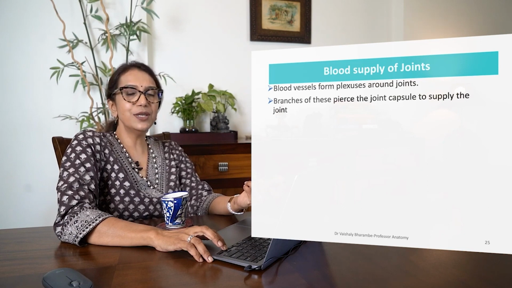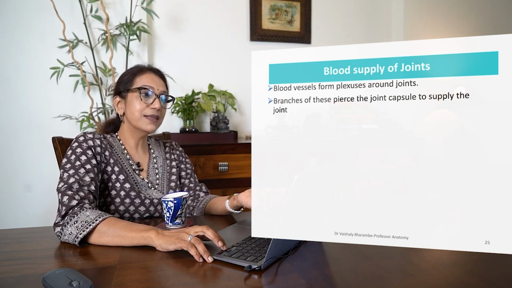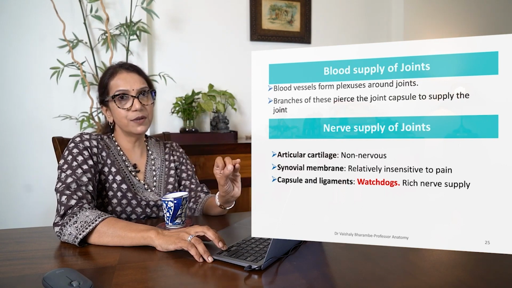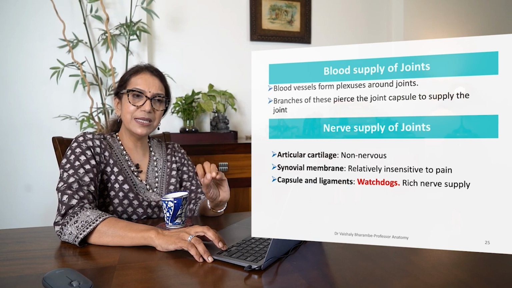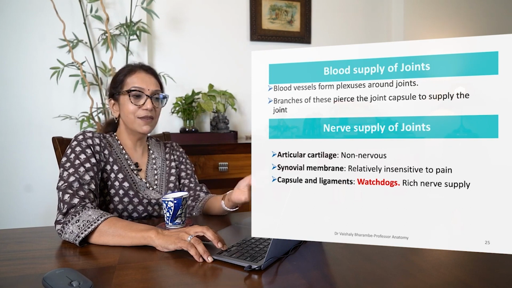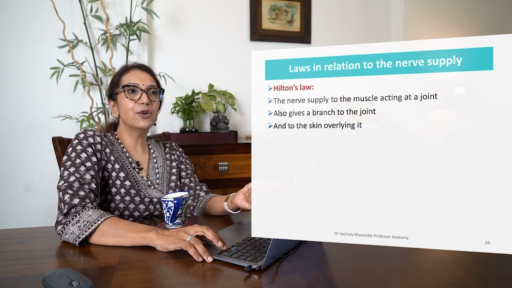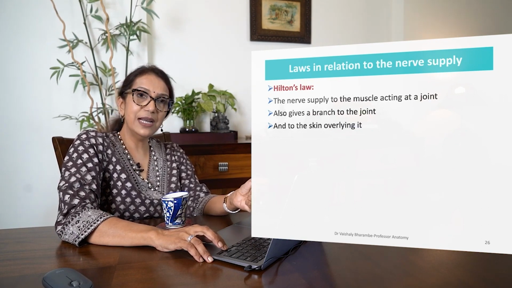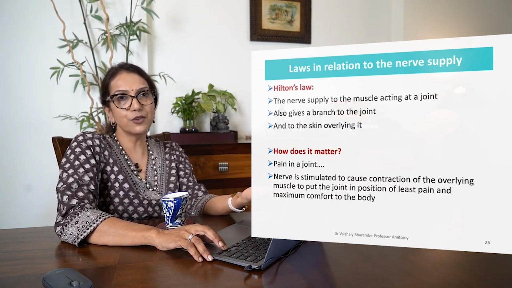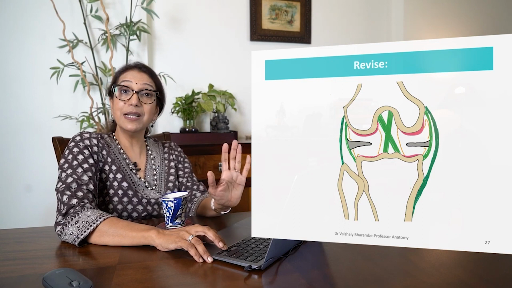Blood supply of joints: usually joints have a good plexus of blood vessels around them from where they get their blood supply. As for nerve supply, articular cartilage has no nerve supply. Synovial membrane is comparatively insensitive. That leaves nerve supply to joints by capsule and ligaments. We've discussed it, watchdog action. There are some laws in relation to synovial joints. One is Hilton's law. I'm not going to discuss it. I expect you to read up about it, and please get in touch with me in case you want to discuss this.